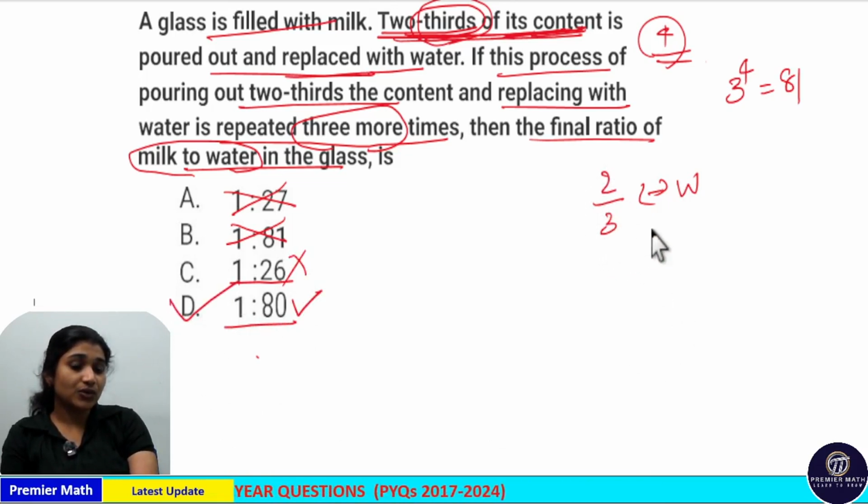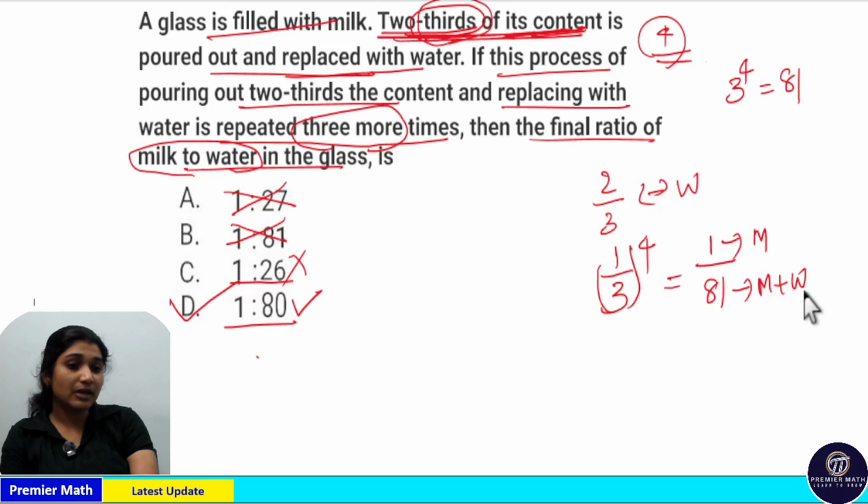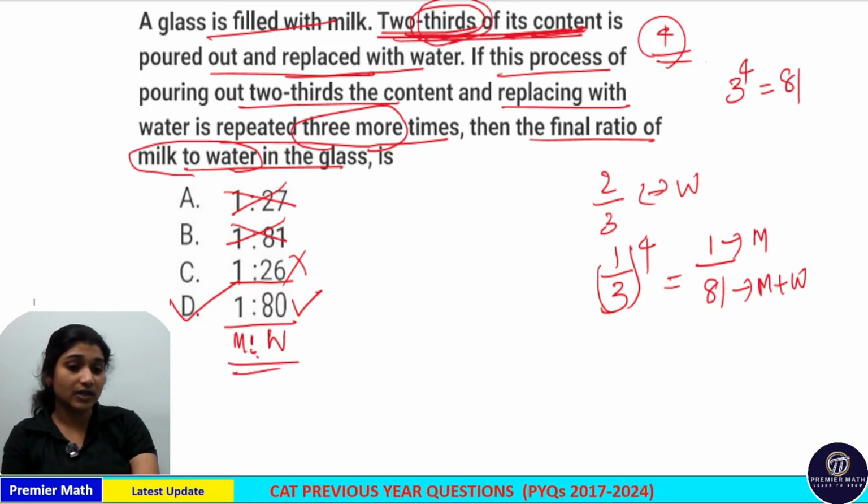That is, here two-thirds is replaced with water means the remaining one-third is the milk part. And here this replacement takes place 4 times. So 1 by 3, the whole raised to 4, means 1 by 81. So here one part is the milk part out of this total 81 mixture. Mixture means milk plus water, which means here water is 80 parts and milk is 1 part. So milk to water ratio is 1:80. So this is the shortcut here.